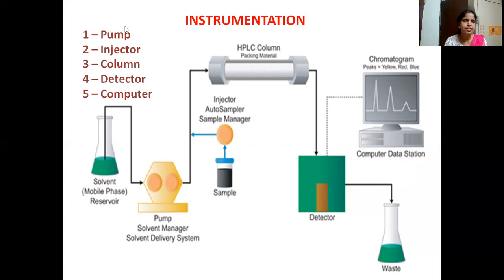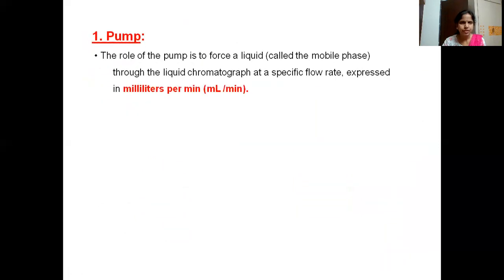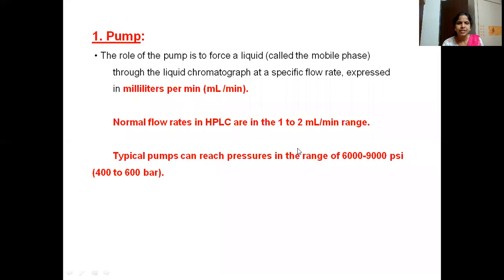Now let us see in detail about all these different parts in HPLC. So first is the pump. This pump is mainly used to pump the mobile phase. As the mobile phase is liquid only, we can easily pump it into the column, and it is expressed in milliliters per minute. Generally, the normal flow rates in HPLC are 1 to 2 ml per minute.